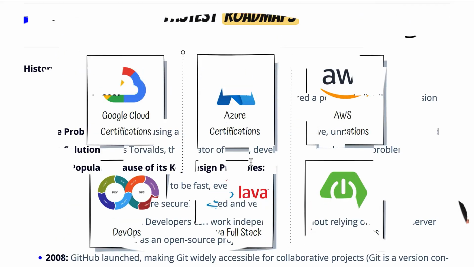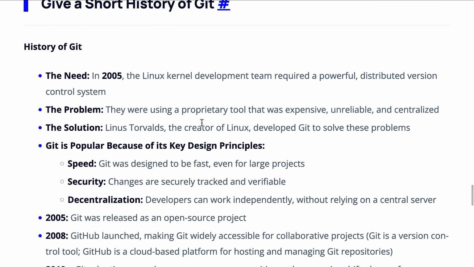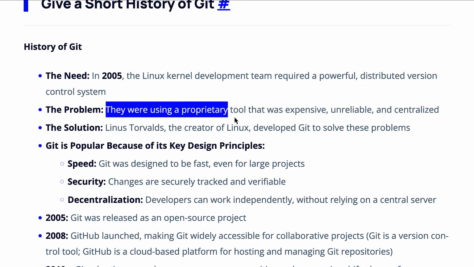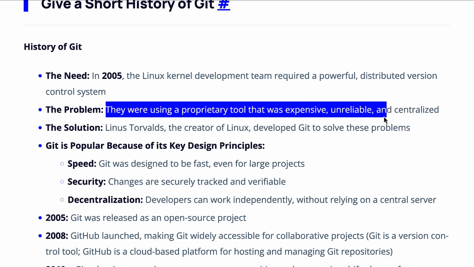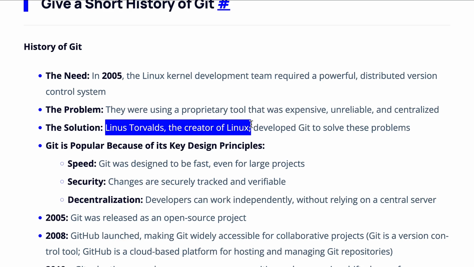In this specific step, let's talk about the history of Git. In 2005, the Linux kernel development team required a powerful distributed version control system. So they wanted a version control system which allowed developers to work locally. The problem they had was that they were using a proprietary tool that was expensive, unreliable, and centralized. And Linus Torvalds, the creator of Linux, was the one who built Git to solve these problems.